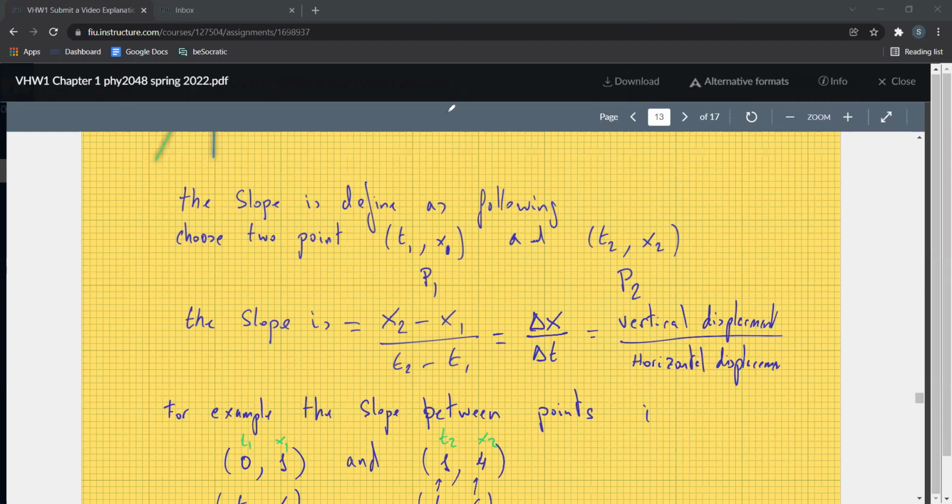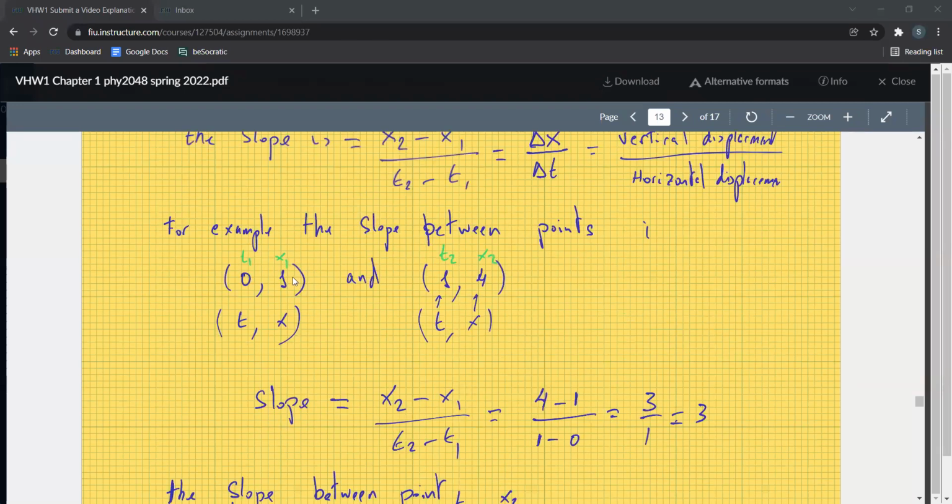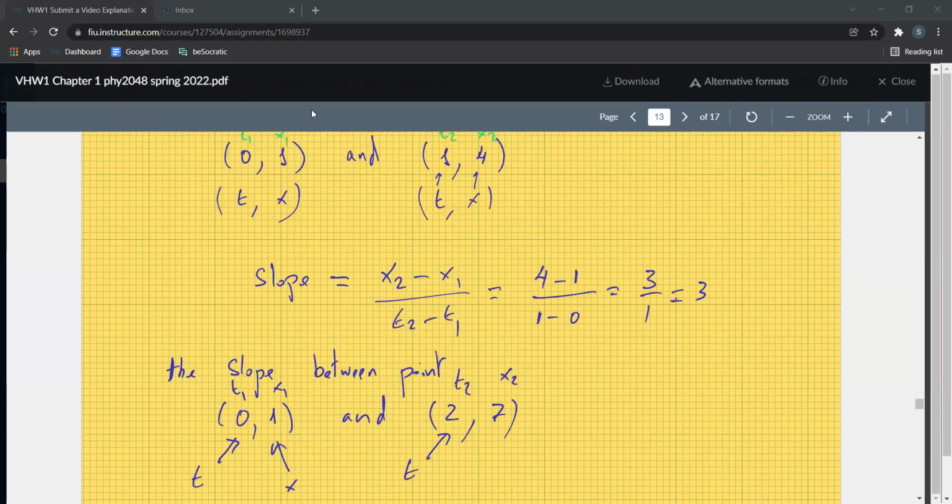So when you have an example like that, let's say you have 0, 1 for your first point and 1, 4 for your second, you can see very clearly that you would replace your second points with 4 and 1 that you got from here, right? So 4 and 1 minus their respective counterpart. This is the x, this is the x, so it'd be 4 minus 1. And here it would be 1 minus 0 for the times. And you get 3, which was my answer from earlier.